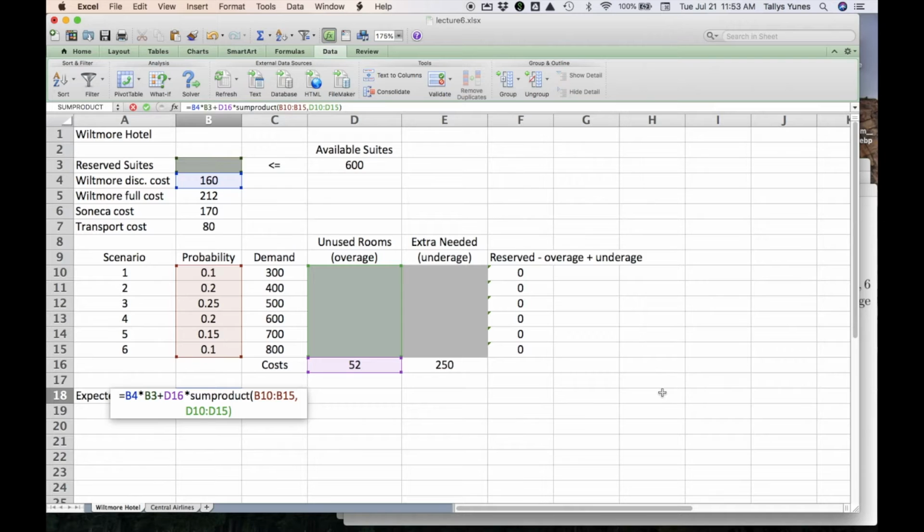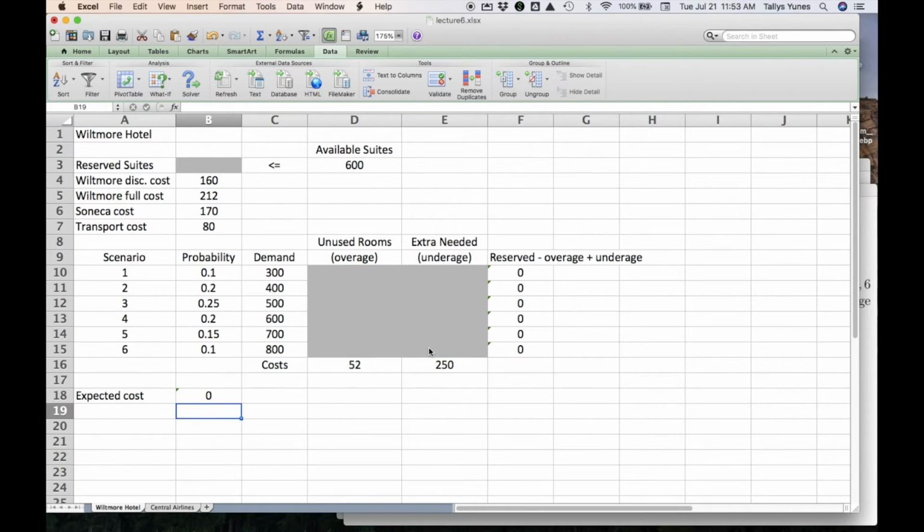And a similar thing happens with the underage variables, right? It's 250 for each of them, and I take each underage variable, multiply by the probability of that scenario. I can do that again with a sum product. Probability times the underage.